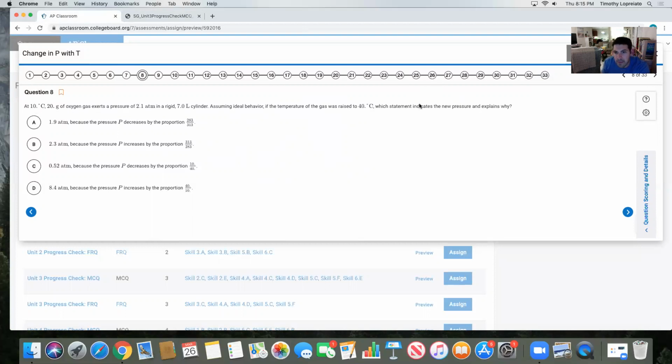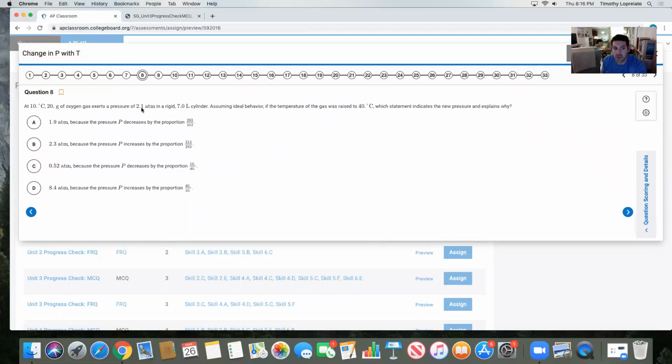And we're going to keep it in a rigid 7-liter container. So the volume's not going to change. The number of moles isn't going to change. So all that's going to increase is the pressure. If the temperature goes up, the pressure will go up.